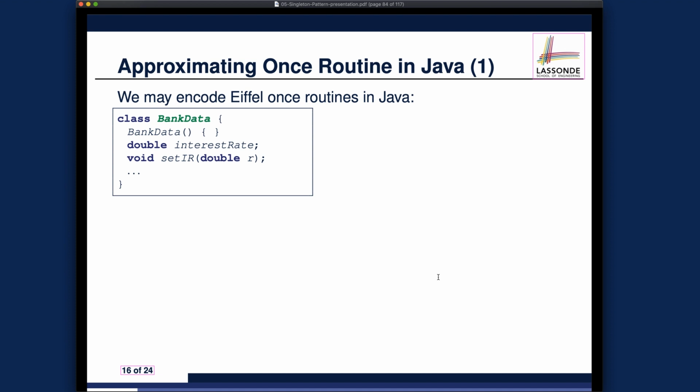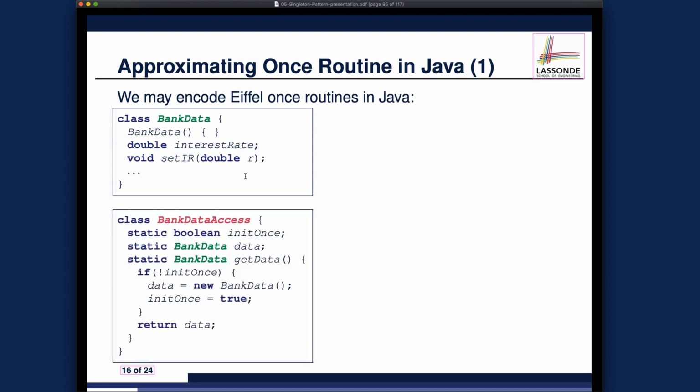Solution number one. Let's say we have a class called BankData. So that's the data to be shared. We simply have an interest rate, just for simplicity. And then we have a mutator method for modifying the interest rate. So that's one class.